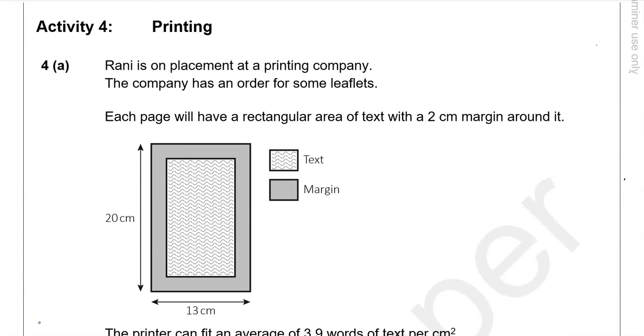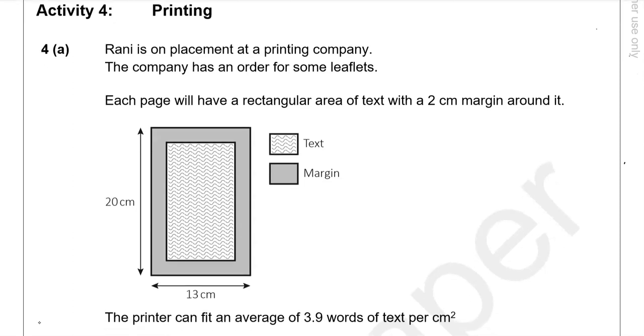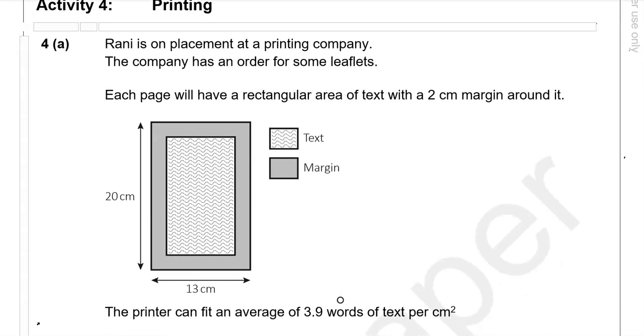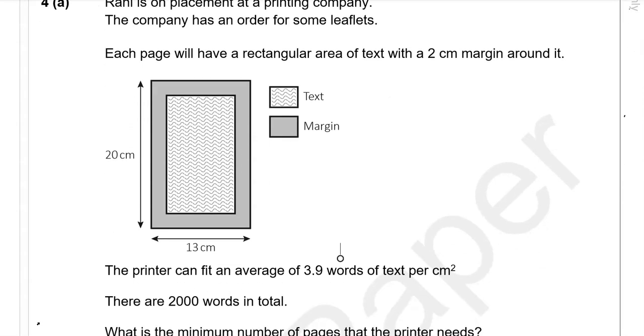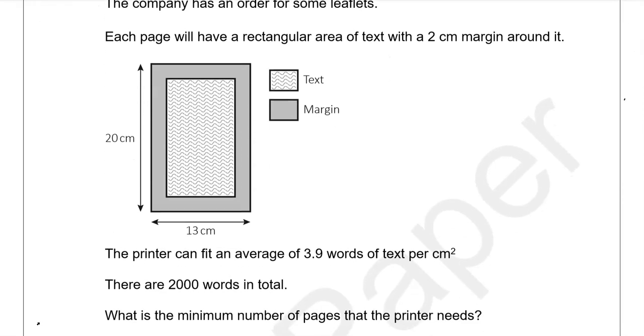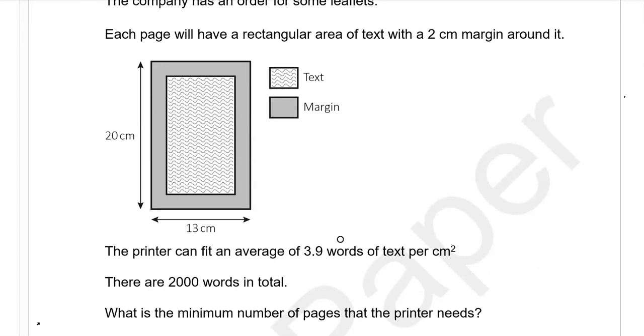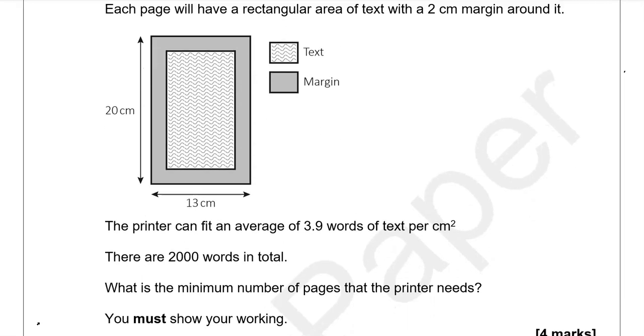Activity 4, printing. Rani is on placement at a printing company. The company has an order for some leaflets. Each page will have a rectangular area of text with a 2 cm margin around it. The printer can fit an average of 3.9 words of text per centimetre squared. There are 2,000 words in total. What's the minimum number of pages that the printer needs? You must show your working.